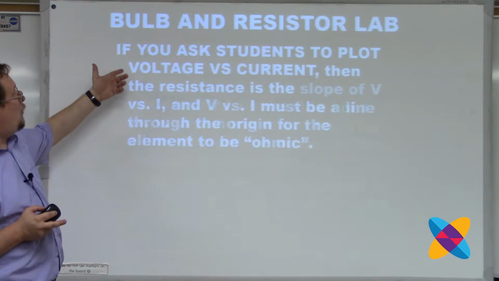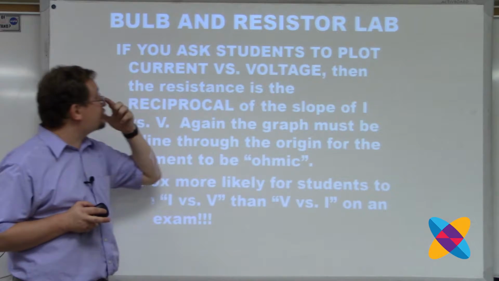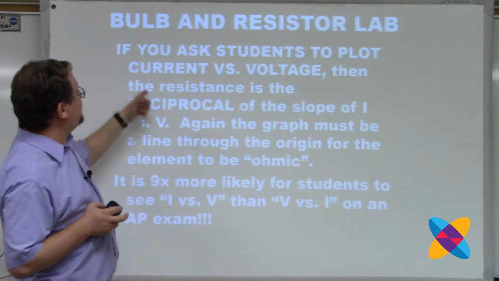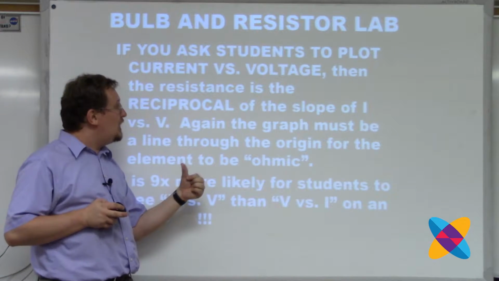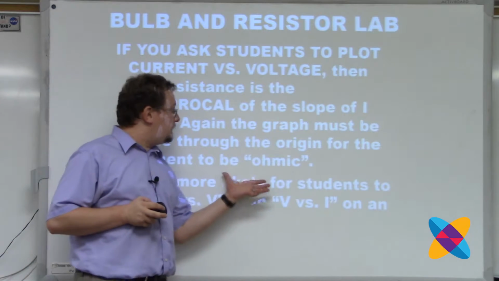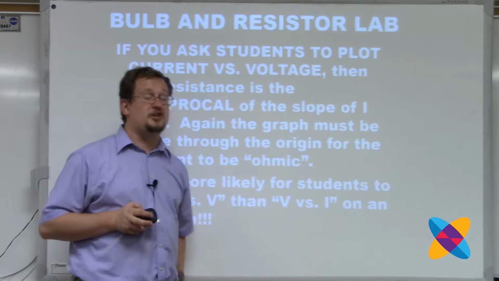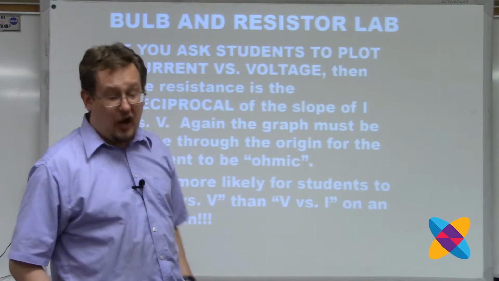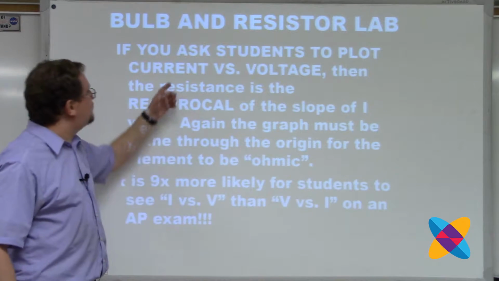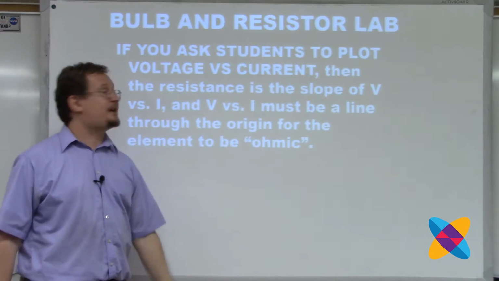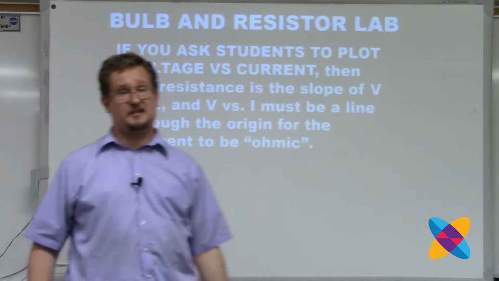Now, what if you ask your students to plot current versus voltage? Then the resistance is the reciprocal of the slope on a current versus voltage graph. Once again, the graph must be a line through the origin in order for the resistor to be considered ohmic. So, why current versus voltage? Well, I like voltage versus current because the slope is just resistance.